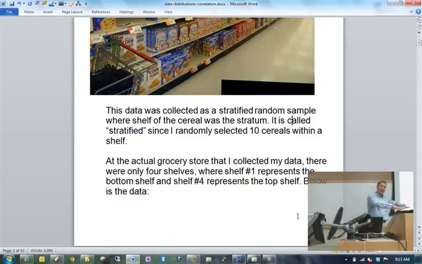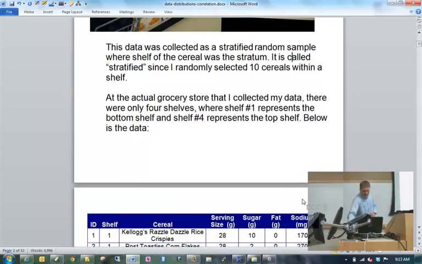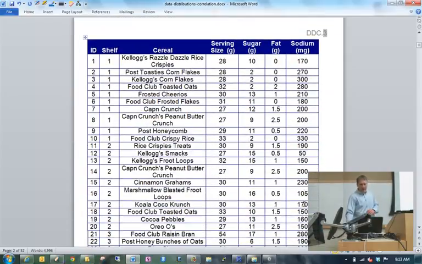So shelf 1, the bottom shelf, I randomly selected 10 cereals. Shelf 2, I randomly selected 10 cereals. And hopefully, in a STAT 801-like class, you know how to randomly select or take a random sample. And that's essentially what I did, but I did it in a stratified manner. And this is what my data looked like.